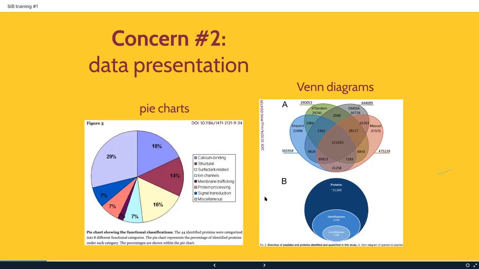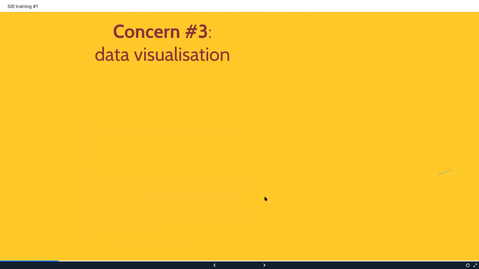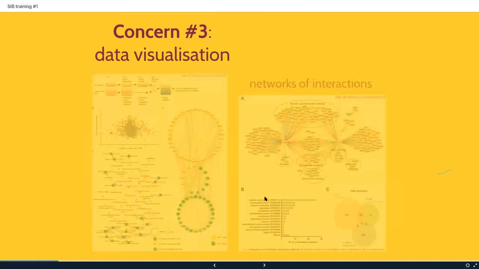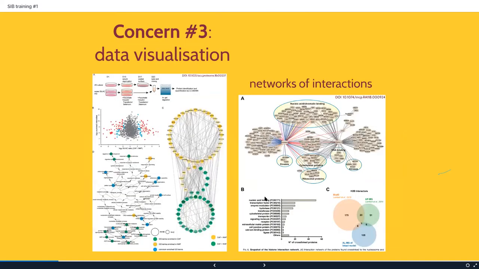And then concern number three was data visualization and, of course, data interpretation. This is where the networks of interactions and all the proteins that were identified were put together in a way that made sense from a biological point of view, so you can interpret the data and start building a scenario of what's happening in biology when you had a particular sample to study. So this was a real evolution over a number of years.